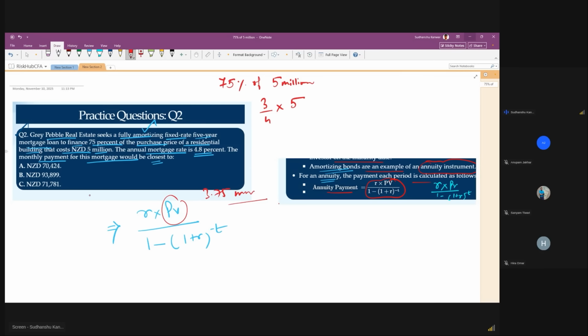Okay. Now the question comes, the annual mortgage rate is 4.8%, right? But we are not looking at the annual, right? We are asking the monthly thing, right? Again, I told you, right?